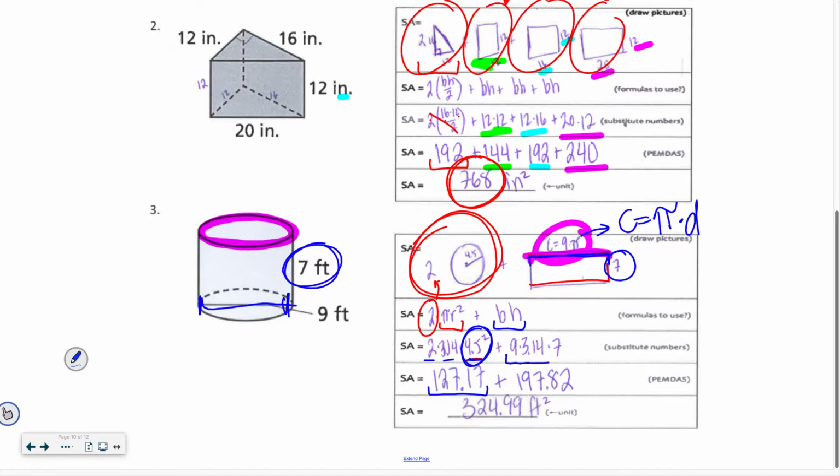And then this piece here is simply the 9 that comes from the diameter times 3.14. 9 times 3.14 times 7. That is the base times the height. That gives you this number here, 197.82. And therefore the answer is 324.99. 324 and 99 hundredths. If you rounded that up to 325, that would be just fine.